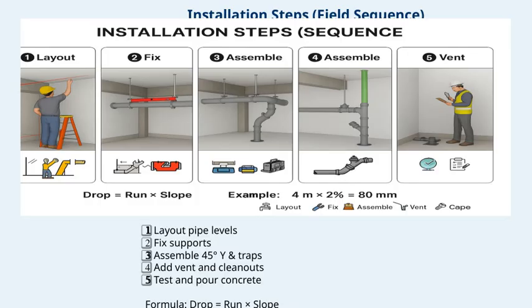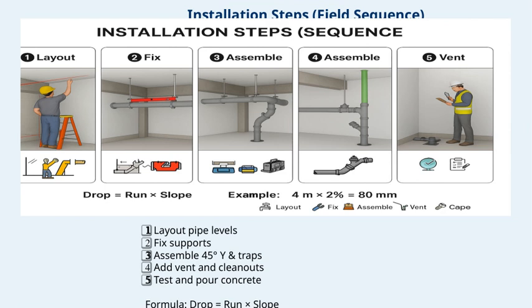Now, let's walk through the installation steps for the field sequence. First, we start with laying out the pipe levels. This is crucial because accurate leveling ensures proper flow and prevents future issues. Next, we move on to fixing supports, which hold the pipes securely in place and maintain the correct alignment throughout the installation process. Once the supports are in place, we assemble the 45-degree Y fittings and traps. These components are essential for directing waste flow and preventing odors from escaping.